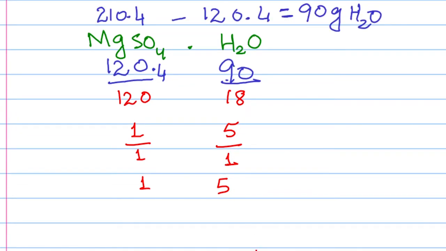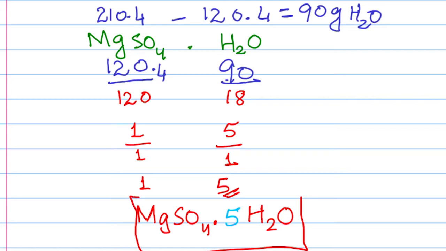So we will write the formula of MgSO4 like this: MgSO4, and the value of N is 5. This is the value of N. So we have to write 5 H2O. Here we will write 5 H2O. So this is the way through which we will be able to calculate the formula of hydrated salts as well.